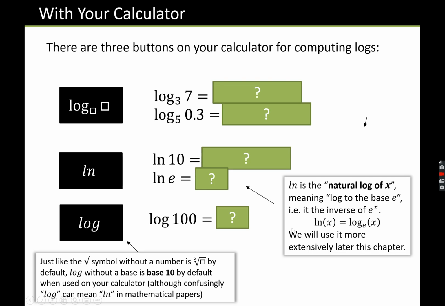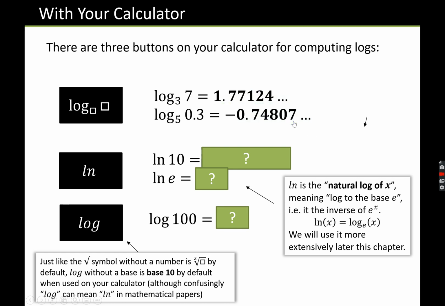Right, 3 buttons on your calculators that you need to know about. The first one, you've got the whole log, base, and then answer button you can use. That's where you can specify what base you are using. You're specifying your answer. Can you try and find that button, and put those two into your calculator to get an answer? So quickly pause and have a go at that for me. Okay, so we should have log base 3 of 7 to give you 1.77124. Log base 5 of 0.3 to give you negative 0.748.